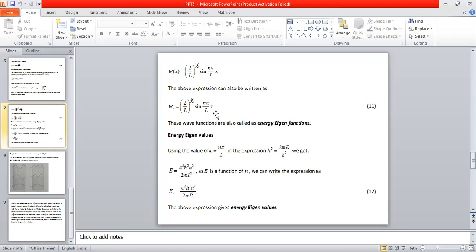n = 1 is called the ground state. n = 2, 3, 4, 5, 6, 7, 8, and so on are called excited states. For example, n = 2 is called the first excited state, n = 3 is called the second excited state, and so on. So we are able to find the expression for the energy eigenfunction, or the wave function, of the particle inside the box.